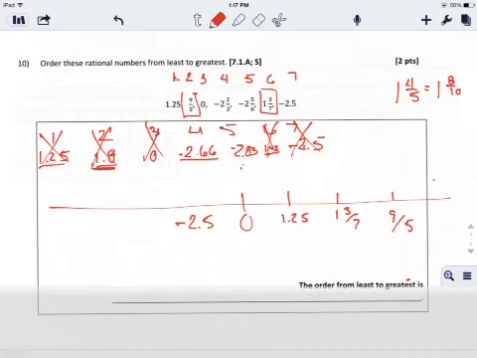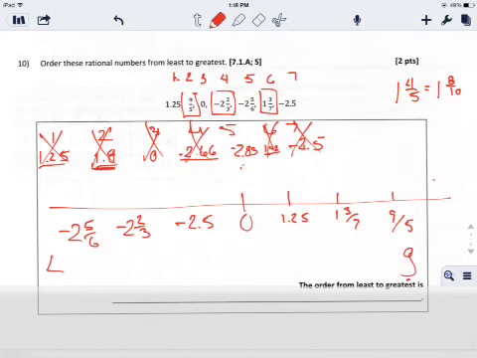Remember, 4 was originally written as -2 and 2/3. So -2 and 2/3. And 5 was originally written as -2 and 5/6. So that's the order they go in from least to greatest. Remember, the secret was change them all to decimals, and then they're easy to put in order. Remember to write your answer, though, in their original fraction form.